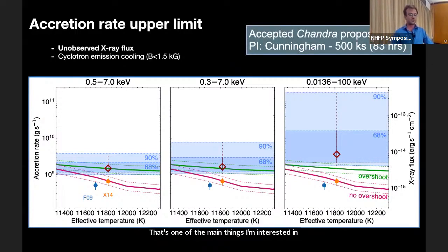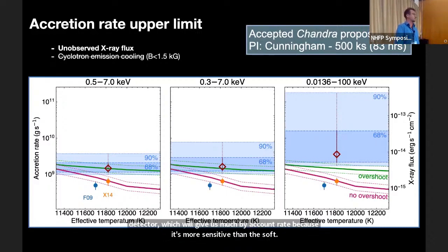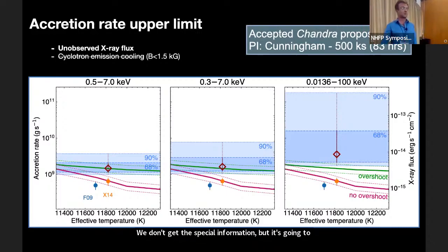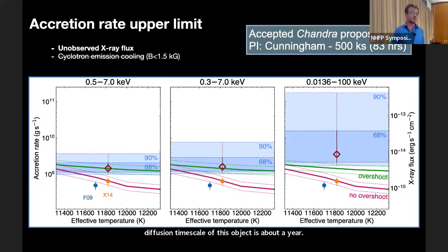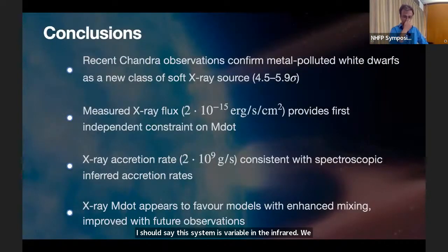I've recently had a 4-cycle multi-cycle proposal accepted with Chandra using the HRC detector, which will give us a much higher count rate because it's more sensitive in the soft. We don't get spectral information, but it's going to allow us to probe variability over yearly timescales. The diffusion timescale of this object is about a year, so we should be very sensitive to variability. So we've got the first detection of X-rays, and now the first opportunity to probe variability in the accretion rate. I should say that this system is variable in the infrared, so we know there's some activity in the disk, and we want to know: is there any causal connection between the disk variability and the accretion rate?